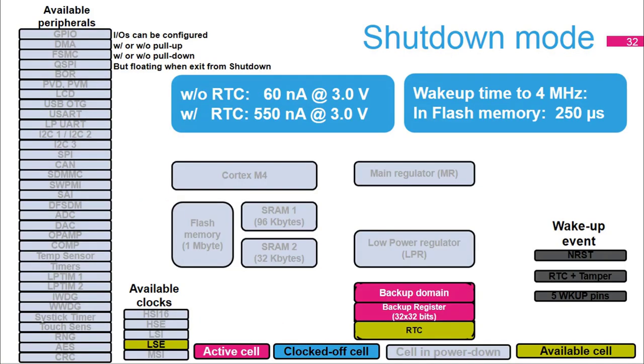In shutdown mode, the main regulator and the low power regulator are powered down. The RTC, clocked by the external low-speed oscillator, can be activated. The brownout reset is deactivated. Only the external low-speed clock can be enabled. The wake-up events are the RTC and tamper events, the reset, and the 5 wake-up pins.